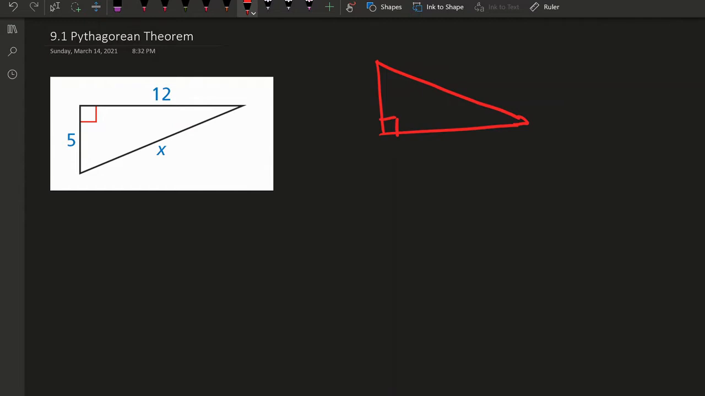If I have a right triangle, the longest side of the right triangle is called the hypotenuse. And I never spell that right. I hope that's right. The other two sides are called legs. And what the Pythagoreans figured out is that if sides A and B are the legs and C is the hypotenuse, then A squared plus B squared is always equal to C squared.